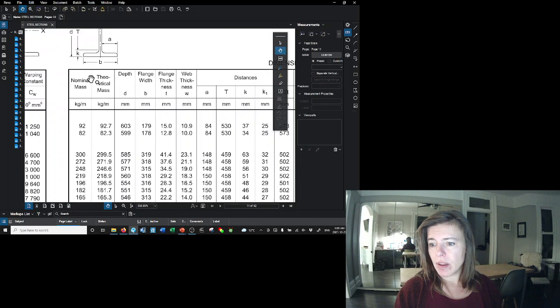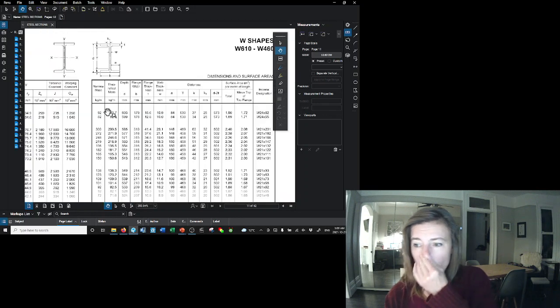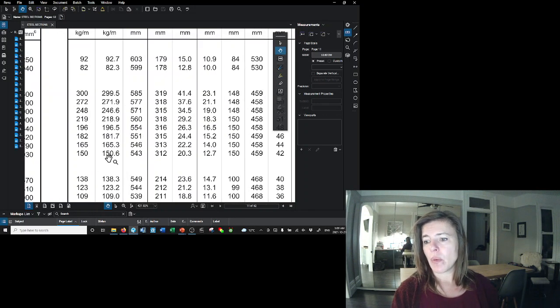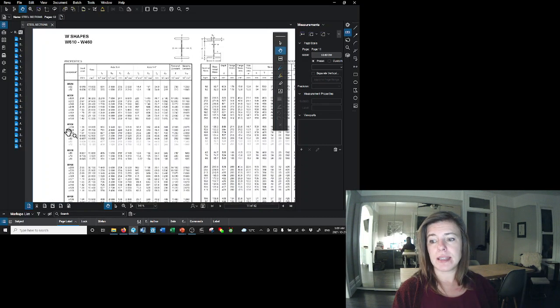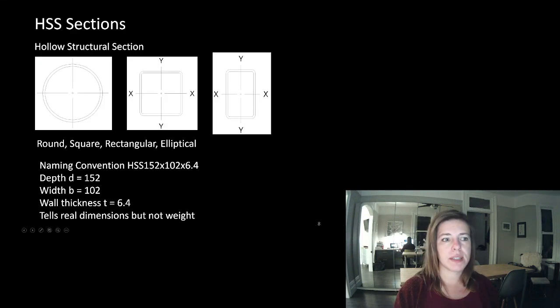Look at this. We have nominal mass, theoretical mass, depth, flange width, flange thickness, and web thickness. So we have some information here that we can pull off. We have nominal mass, the depth, the width, and some thicknesses. I am going to ask you these in the assignment, and I'm expecting you're going to these charts and looking these things up.